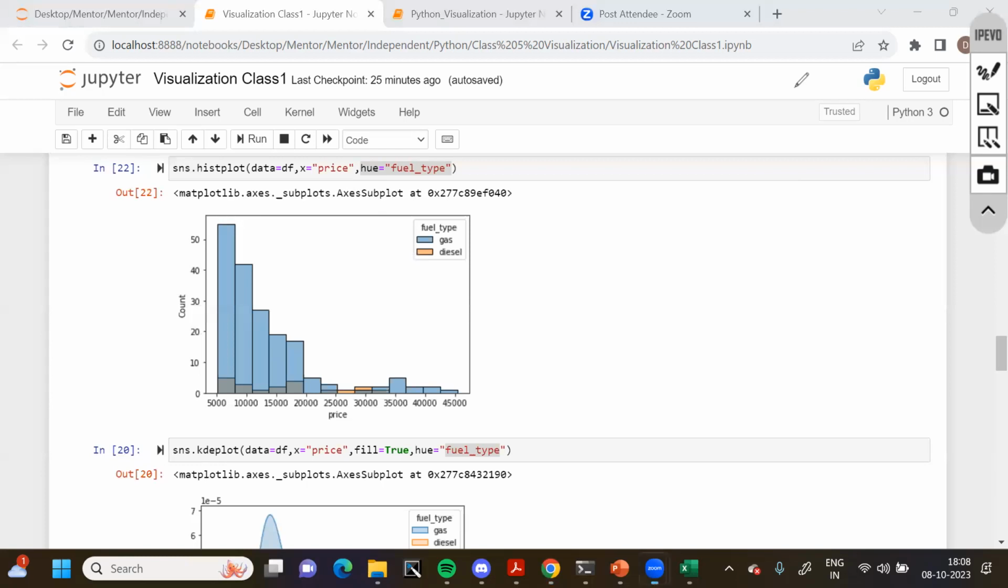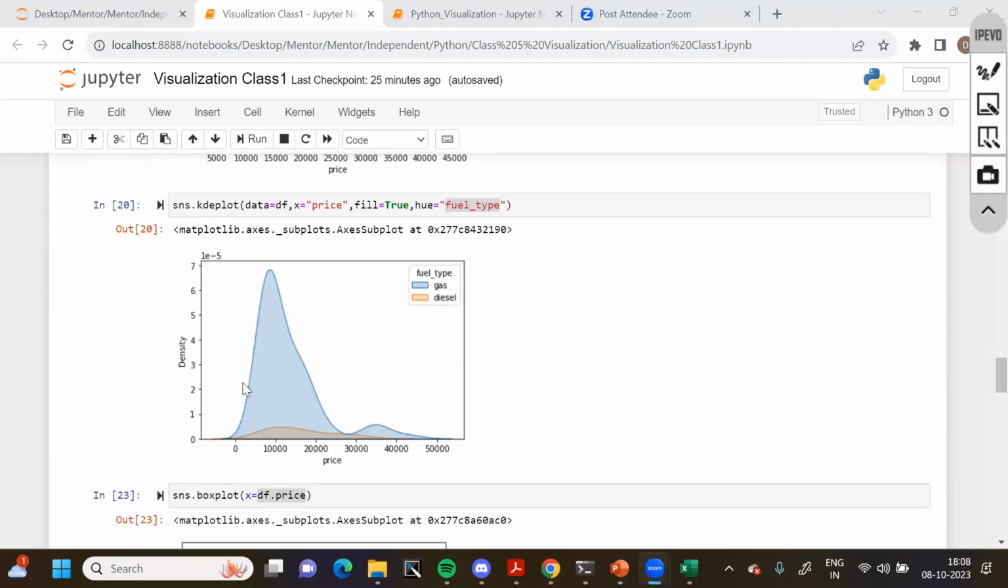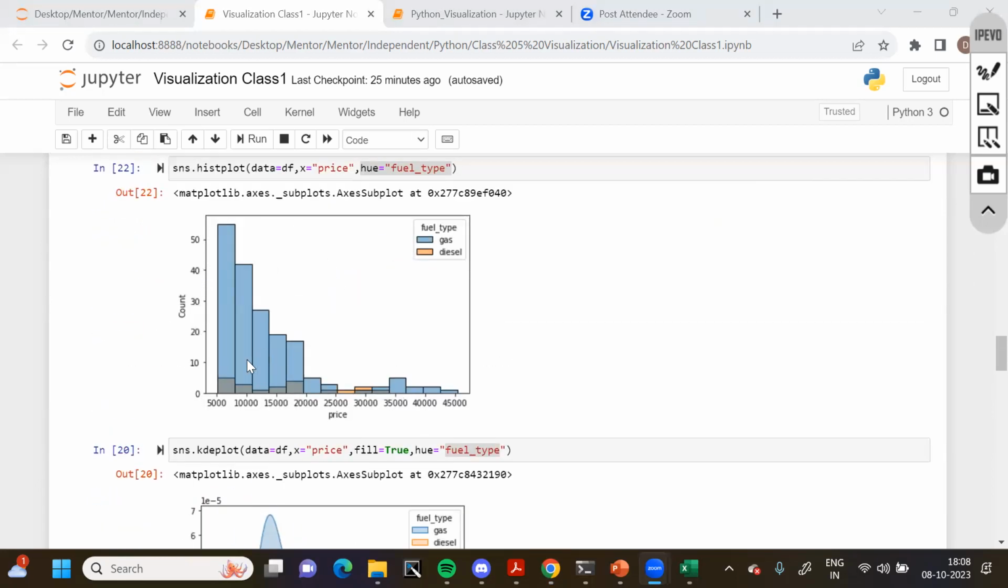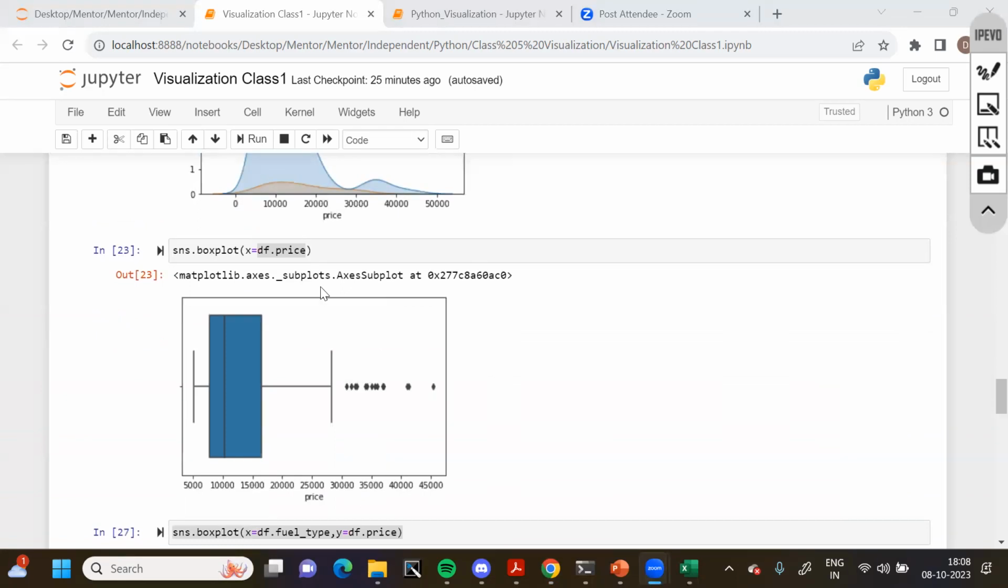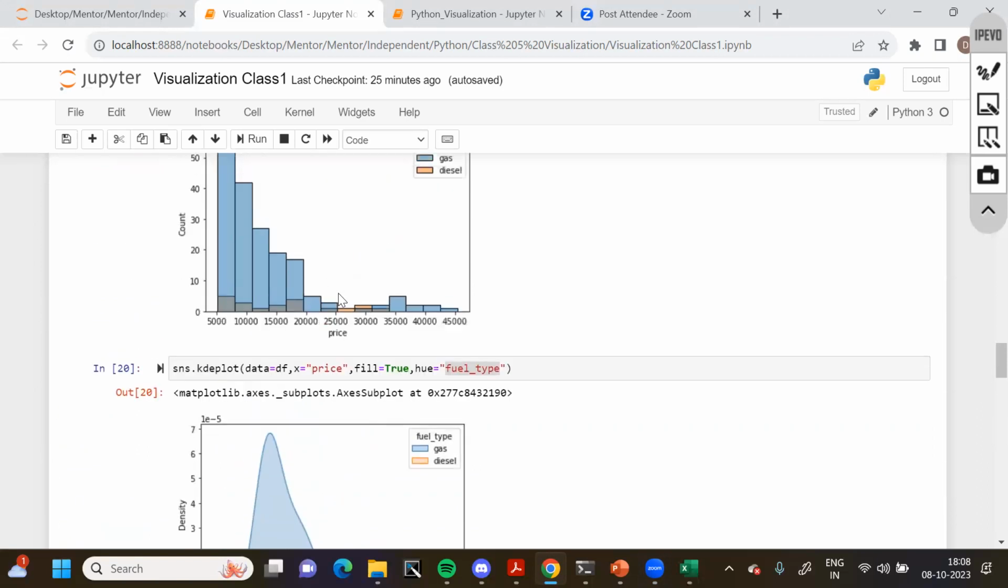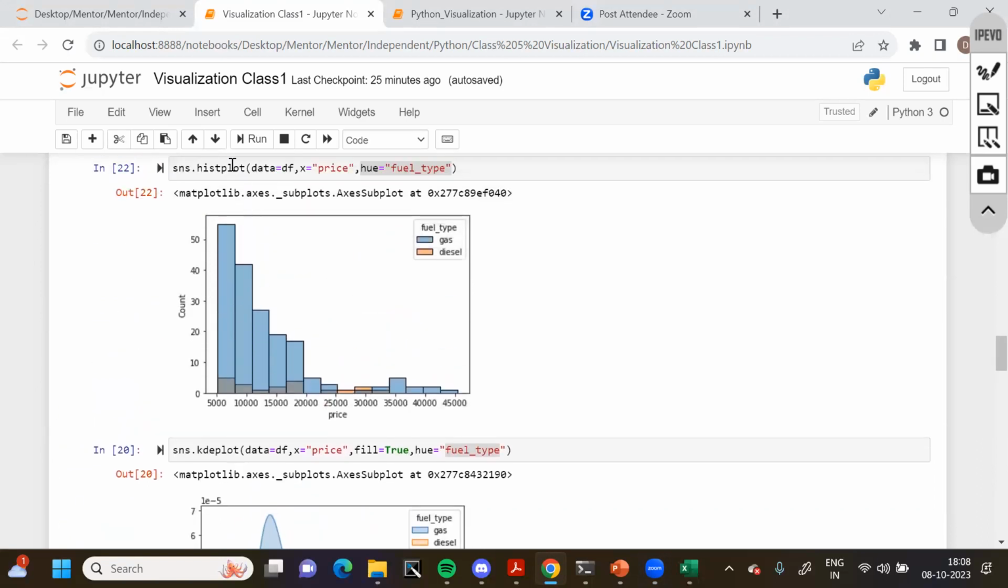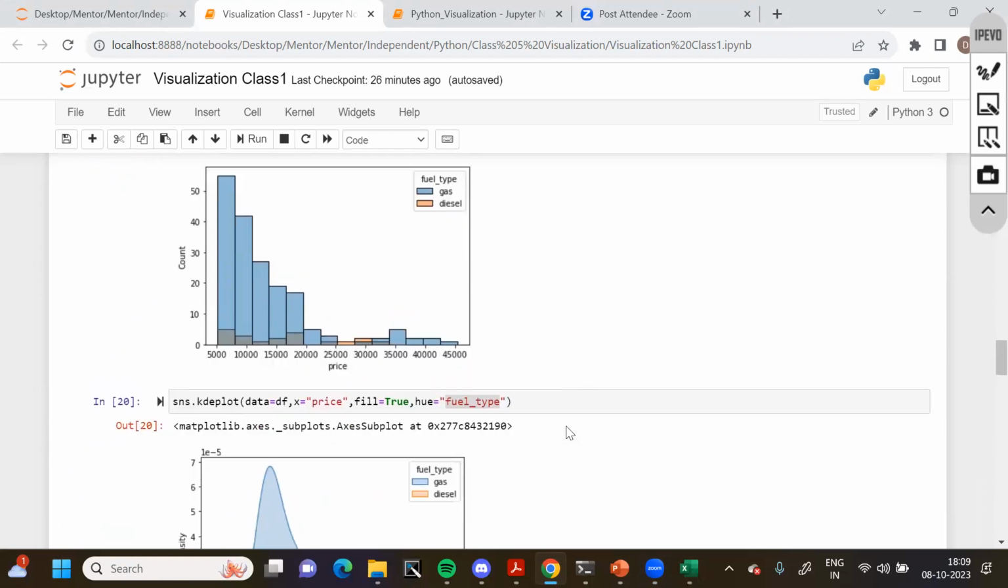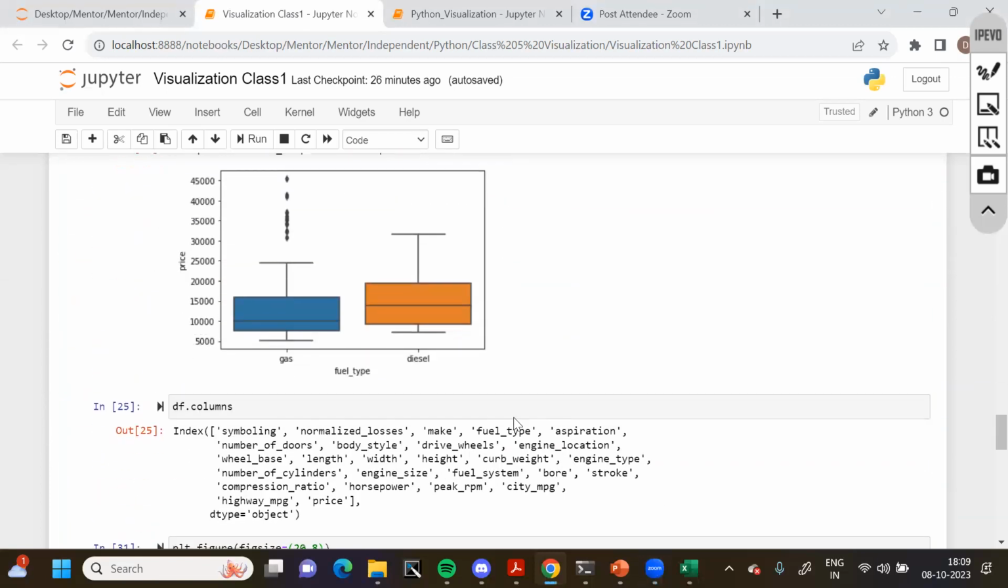KDE is the average of that. It takes the average of the first few values, so it is smooth. This is what we have seen. We have seen the box plot. I have used the box plot directly for the numerical variable. Unless there is a numerical variable, you can't do it. Same thing for this part.